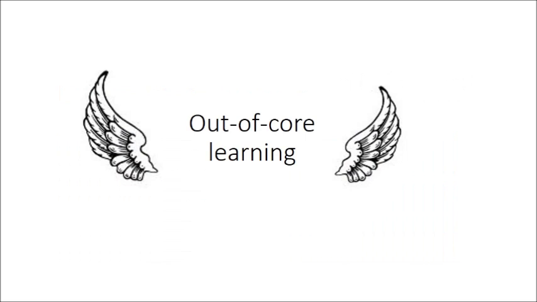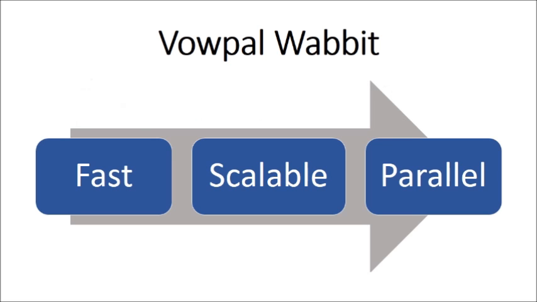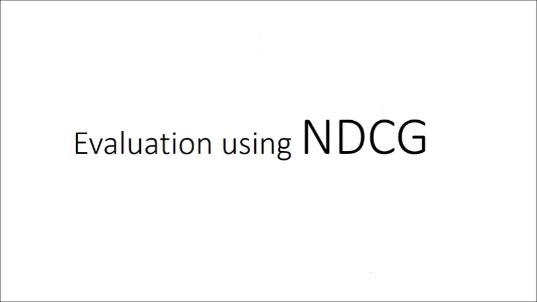But thanks to out-of-core learning, we could train our model in just 1 hour. Out-of-core learning algorithms employ the hashing trick to ensure all training data is not needed in memory at once. Specifically, we use Vowpal Wabbit, which is extremely fast, scalable, and employs learning in a parallel fashion.